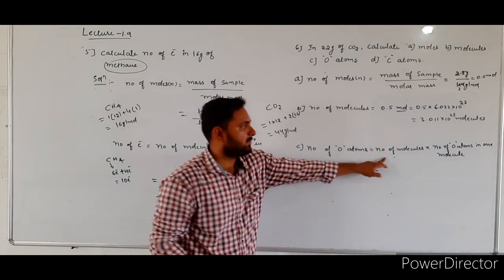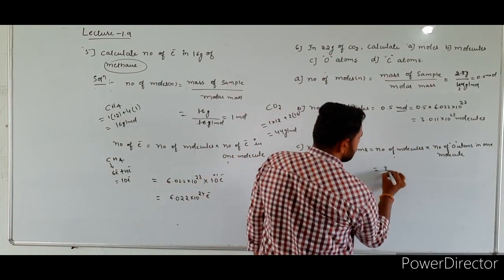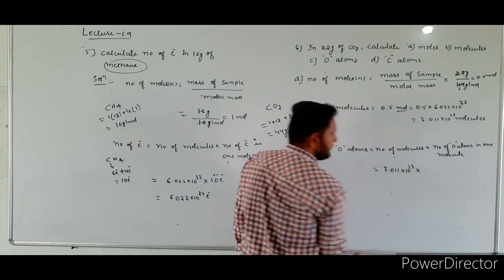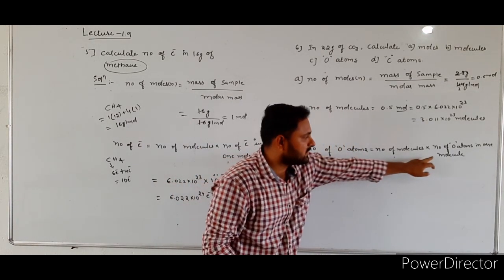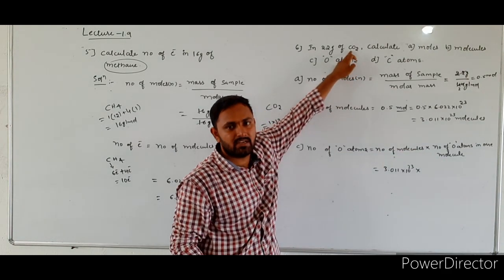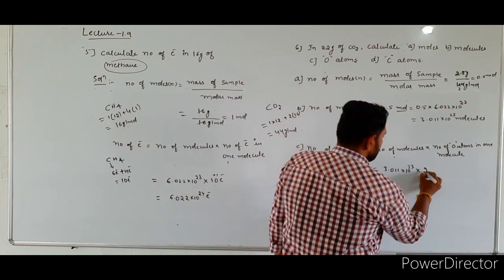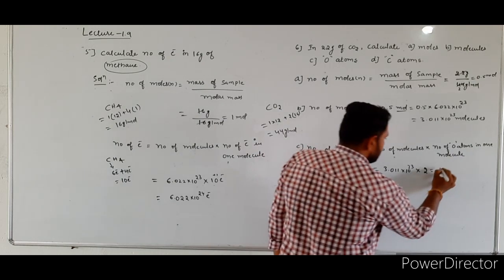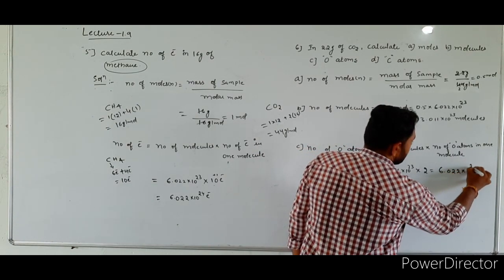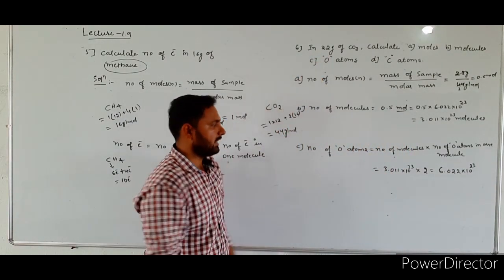How many molecules are present in 22 gram of carbon dioxide? There are 3.011 into 10 power 23 molecules. Then how many oxygen atoms are present in one molecule? In one carbon dioxide, how many oxygen atoms are there? There are 2 oxygen. So multiply with 2. If you multiply with 2, you will get 6.022 into 10 power 23 oxygen atoms present in 22 gram carbon dioxide.